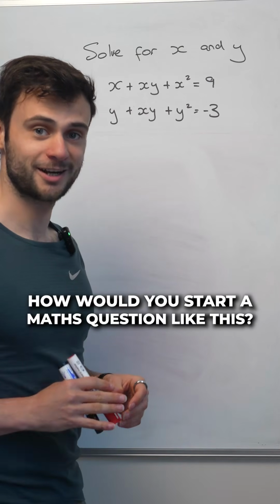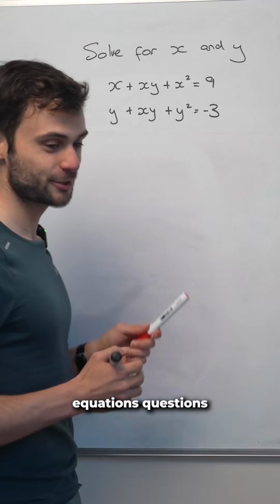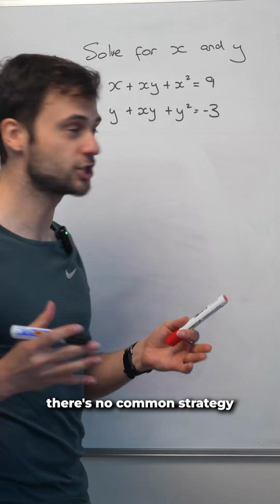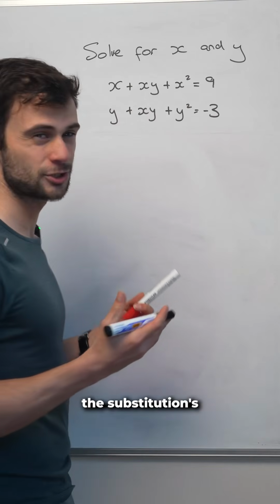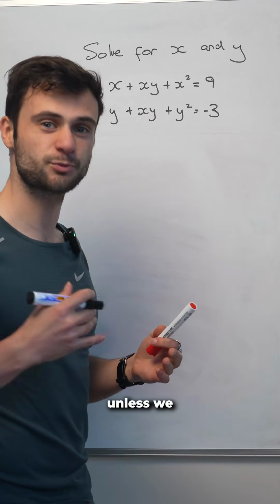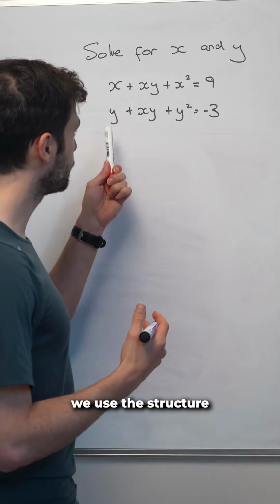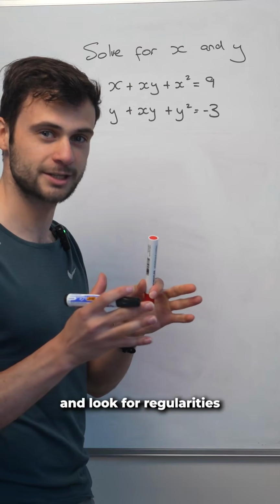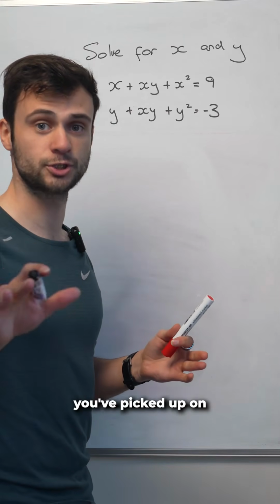This question might be harder than it looks, and I'll be honest, it doesn't look easy. These simultaneous equations questions are tough because there's no common strategy to go about ones like this. We normally use substitution, but here, the substitution is going to get really messy unless we find some way to simplify the equations first. We use the structure of the equations to try and look for regularities or symmetries that are going to help. Probably as you're looking at this question, you've picked up on two things already.